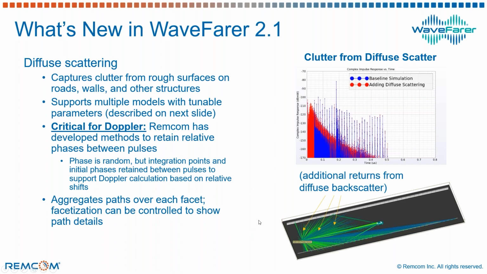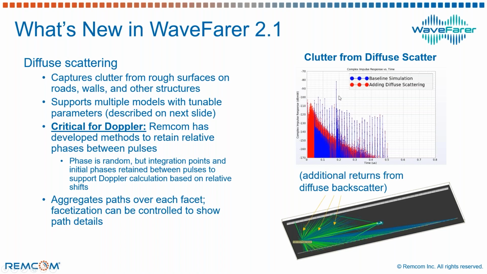The scattering aggregates paths over each facet. So we have the option to break up something like this asphalt into lots of small facets so that we can capture individual ray paths. And in this view, we can see a lot of small ray paths going out to the asphalt that are due to diffuse scattering, and that's being added in with some of the more specular scattering returns that we get from the car, the guardrails, and the sign.